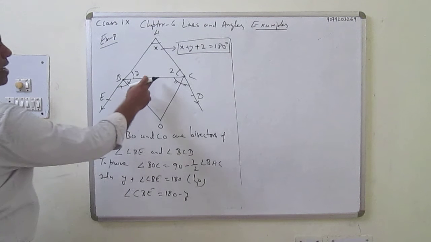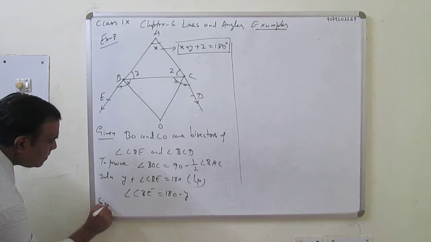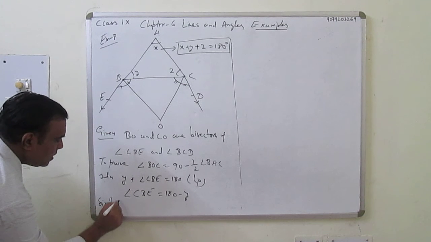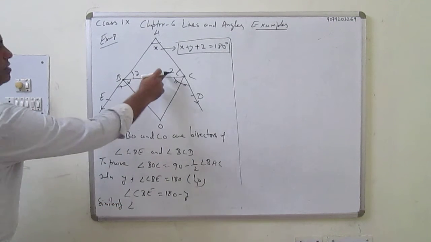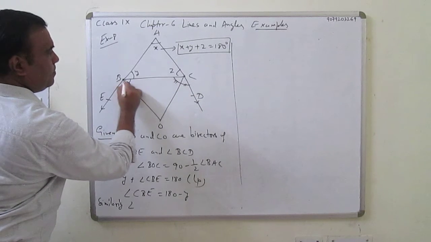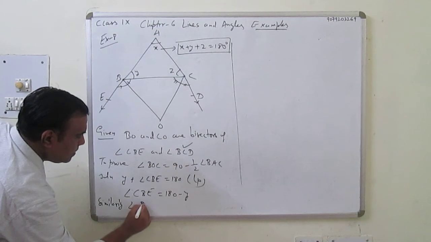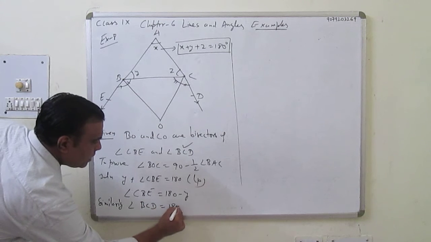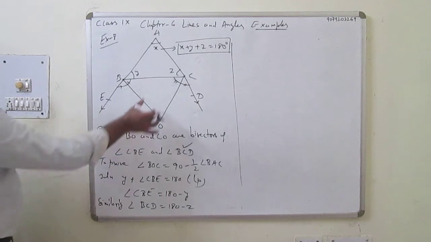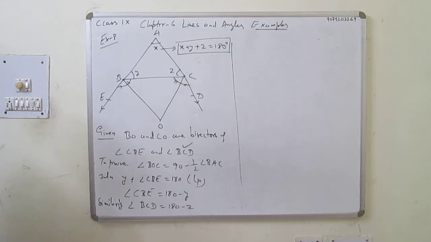Similarly, Z plus angle BCD, this one, BCD, is equal to 180, so angle BCD is 180 minus Z.